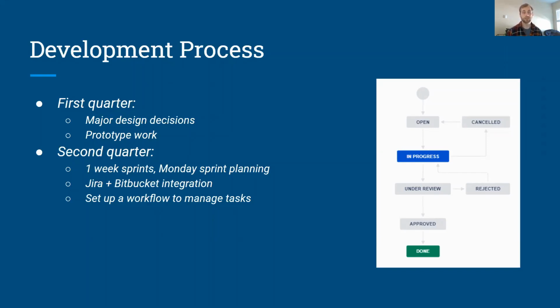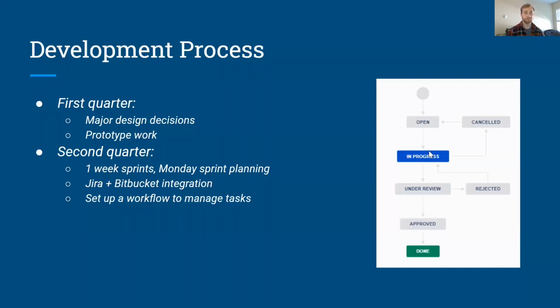In the second quarter, we started short one-week sprints. We would meet every Monday to discuss the last sprint and pull tasks from our backlog. This is also when we would assign tasks to team members, depending on their areas of expertise and the time that they had available. To make development easy, we use Jira and Bitbucket. These tools integrate together easily, allowing tasks to naturally flow from different states such as open, to in progress, under review, to finally being finished and approved.